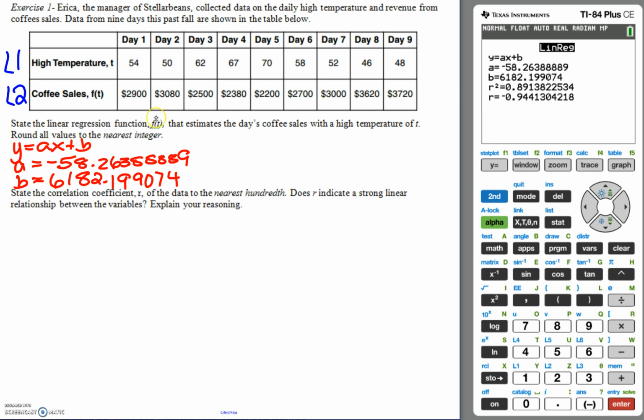So for here, instead of doing y equals, they want us to use f of t equals, and instead of x, we're going to use the variable t. And then in your table, you should see what they're using. So t again is x, f of t is y. So rounding to the nearest integer, we're just going to write negative 58t plus 6,182. So part A is complete.